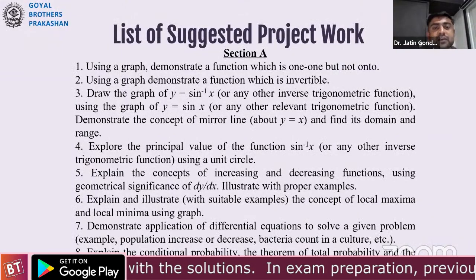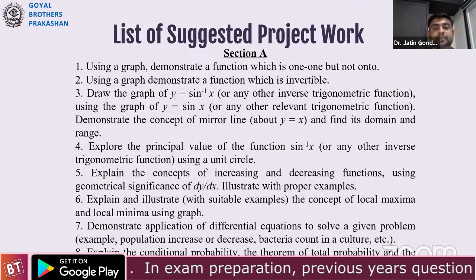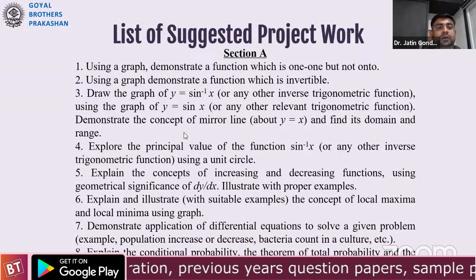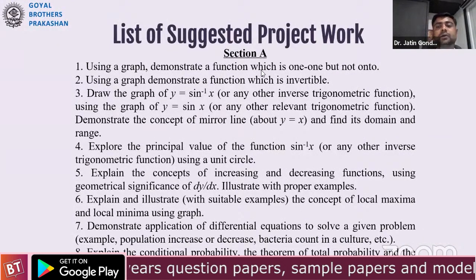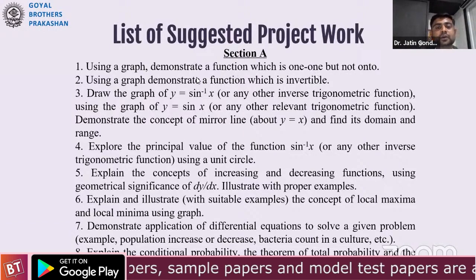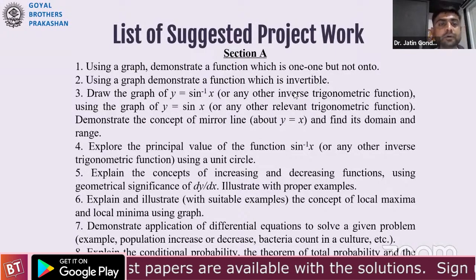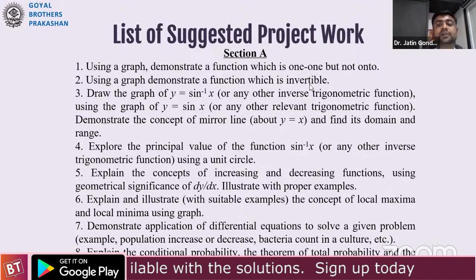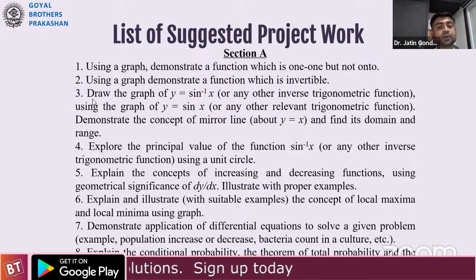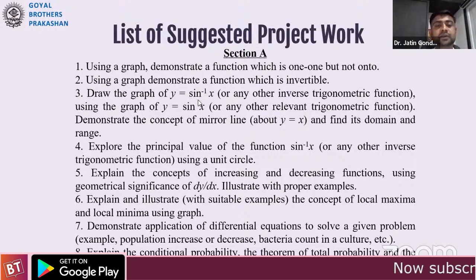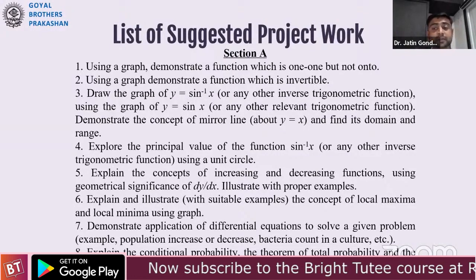This is the list of suggested project work for section A. You can assign a project from a function, and students are asked to demonstrate a function which is 1-1 but not onto, or a function which is invertible. You can also assign a project from inverse trigonometric function. For example, draw the graph of y equals sine inverse x, cos inverse x.